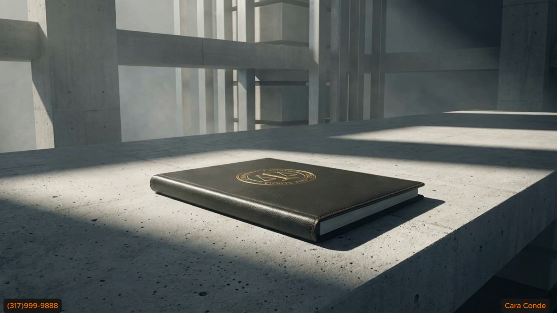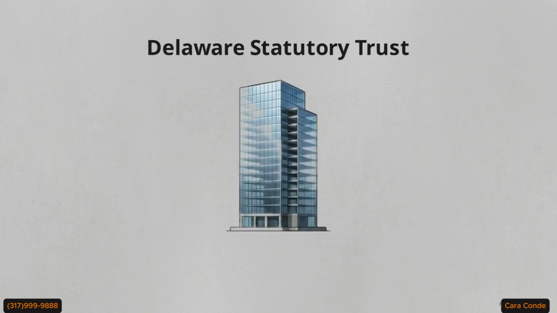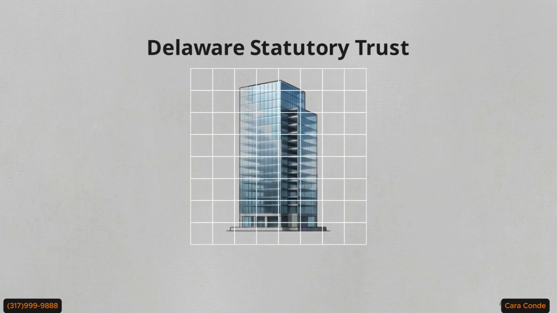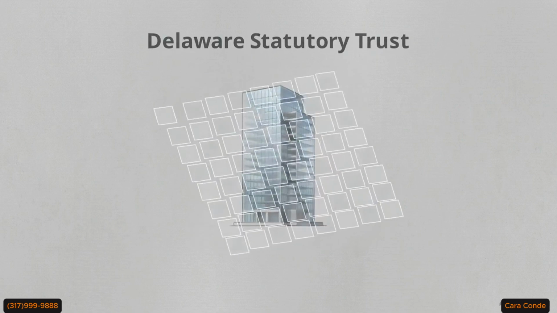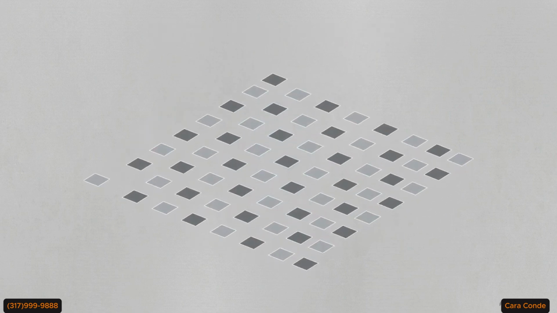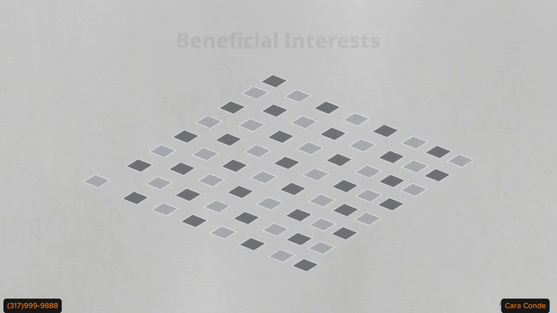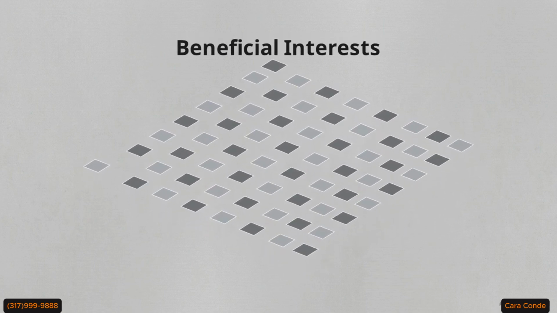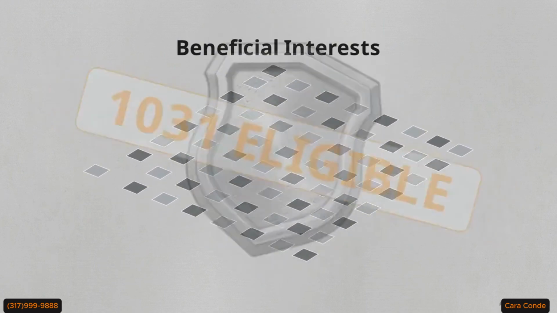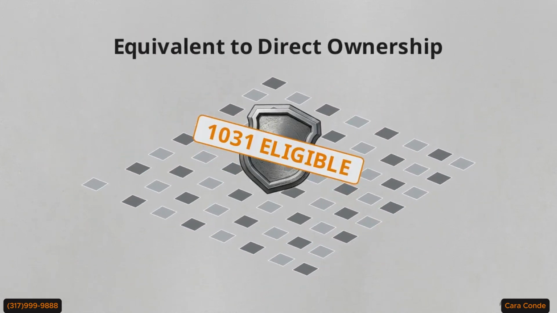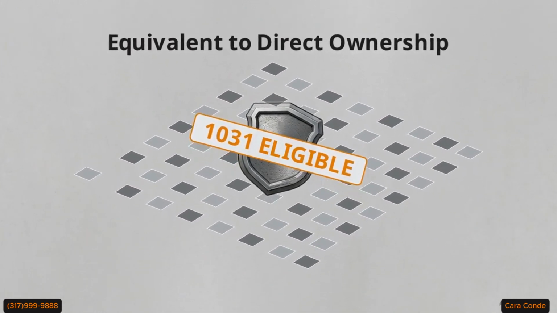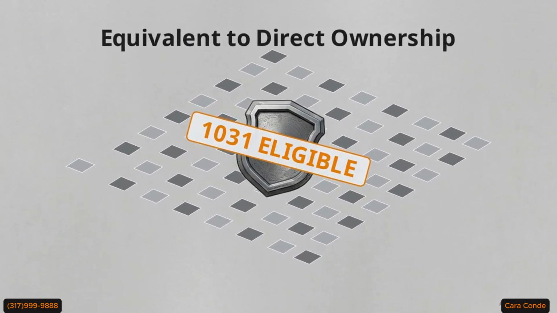For time-constrained 1031 exchangers, the Delaware Statutory Trust, or DST, provides a structural solution. This diagram illustrates the core mechanics of a DST. It is a legal entity that holds title to institutional-grade real estate. Instead of buying the building, investors purchase beneficial interests, equal fractional shares of the trust itself. The critical detail is how the tax code views this arrangement. For federal income tax purposes, the IRS treats the ownership of these fractional shares as direct ownership of real estate. They are not classified as securities or partnerships.